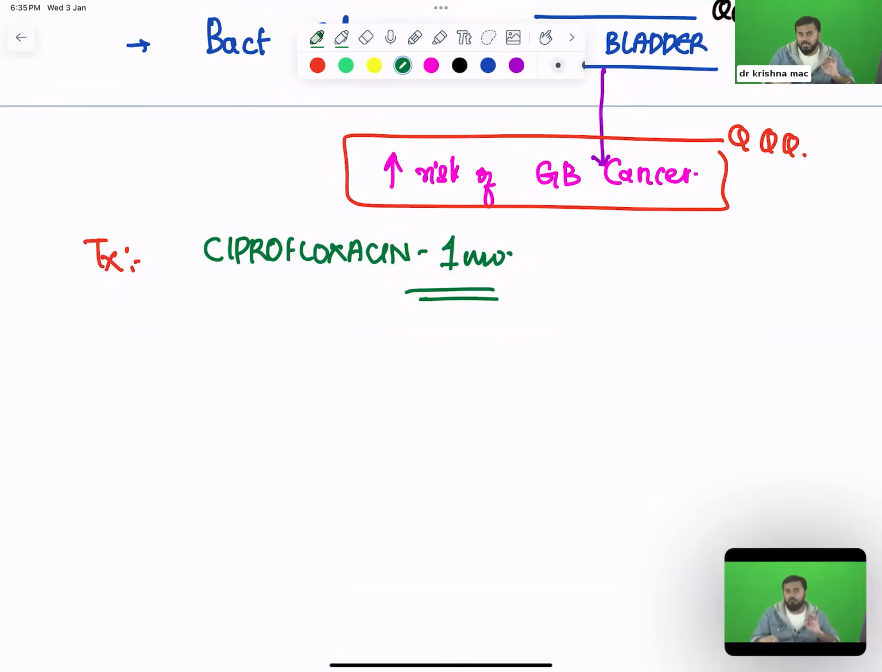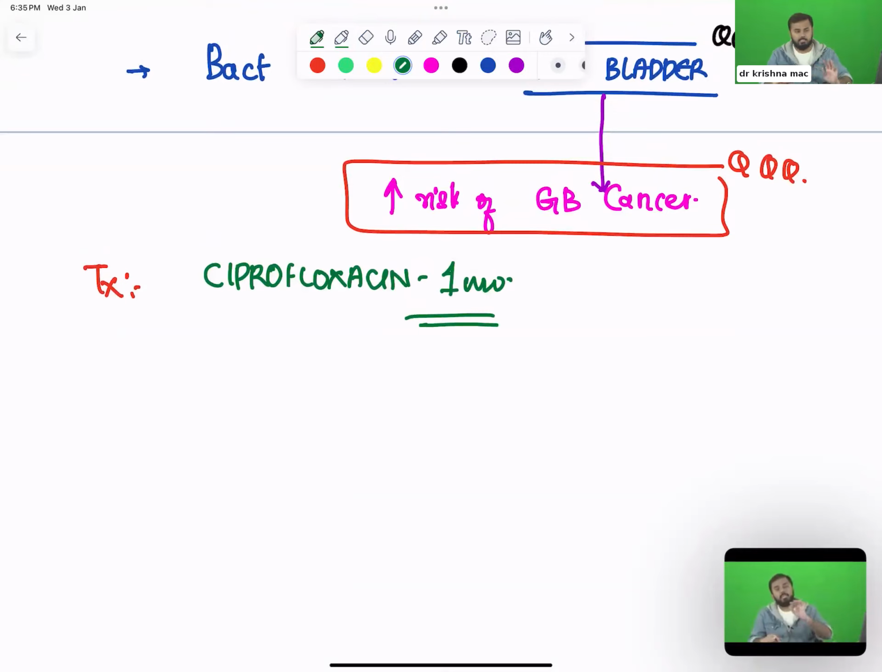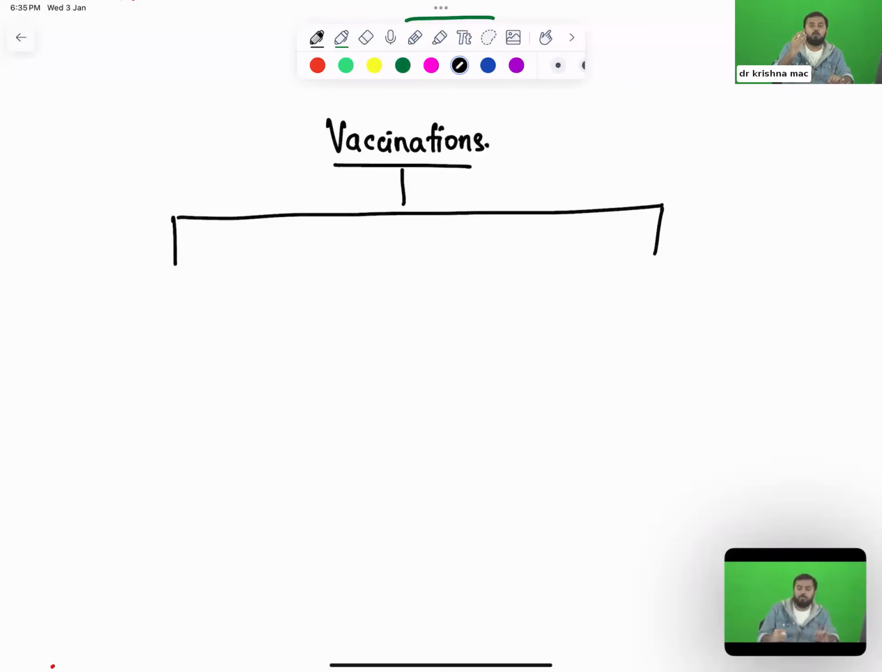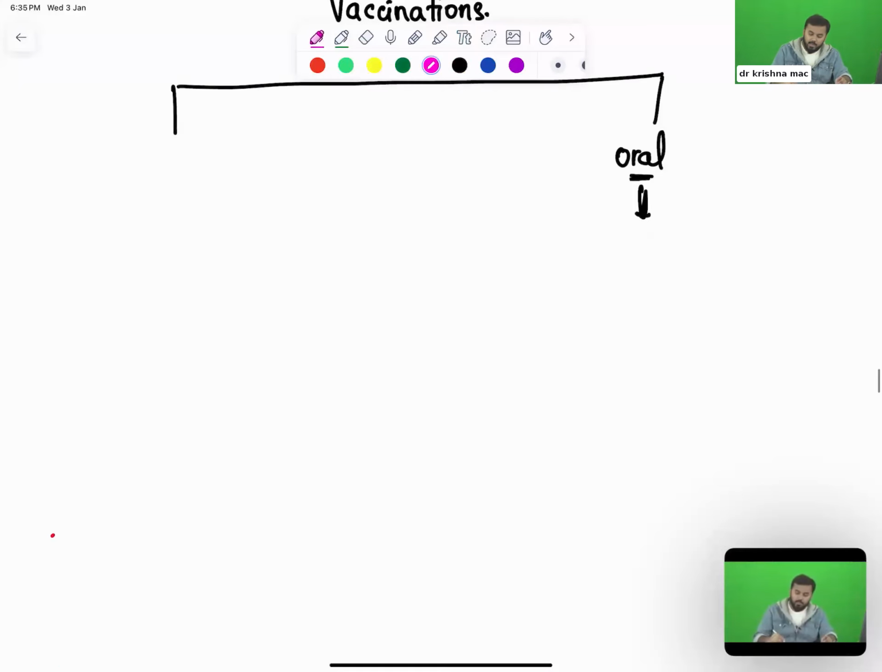Now, do we have any kind of vaccinations against this? Yes, we have vaccinations against typhoid. It depends on how you want to take a vaccine: oral or intramuscular. If you prefer the oral vaccine, the vaccine which I will give you is a live attenuated vaccine. If I ask you how a live attenuated vaccine is taken, orally, intravenously, or intramuscularly? Live attenuated vaccine is taken orally.